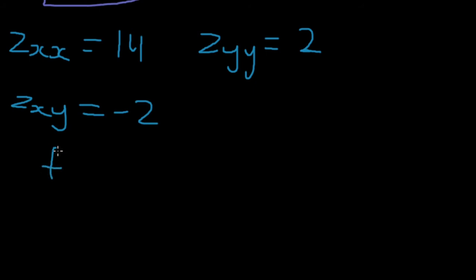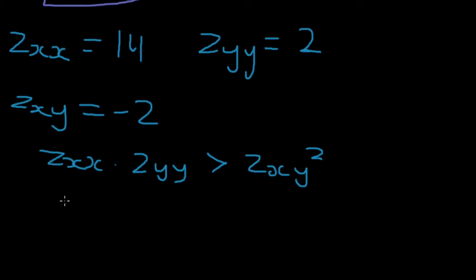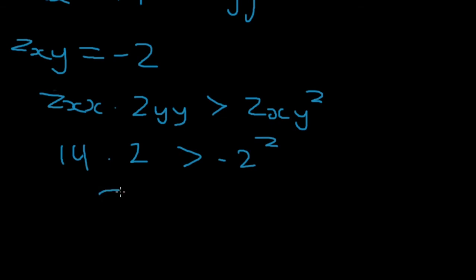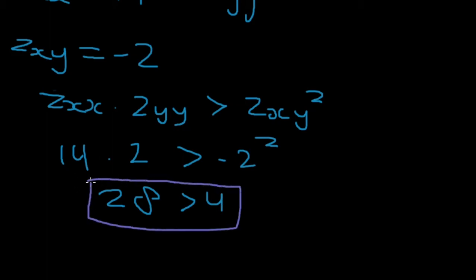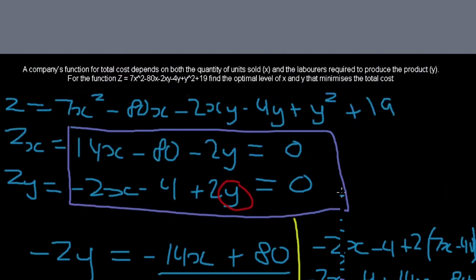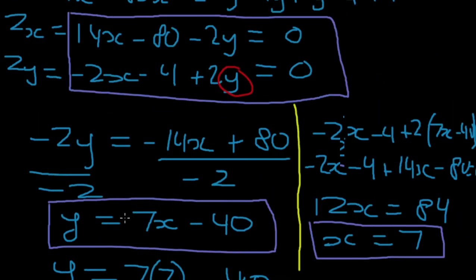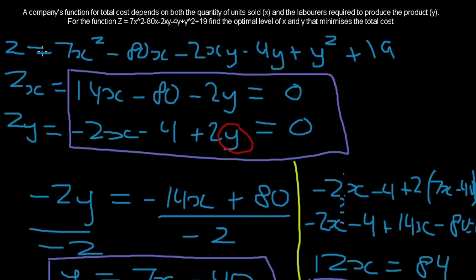Now it needs to fulfill the formula to make sure that this is a minimum and not a point of inflection. It needs to fulfill zxx times zyy is greater than zxy squared, which is going to say 14 times 2 is greater than negative 2 squared, which is obviously true because 28 is greater than 4. Right, so now we have fulfilled all three criteria, and we can safely say that having the units sold as 7 and the number of laborers required as 9 will minimize the total cost of selling our product.